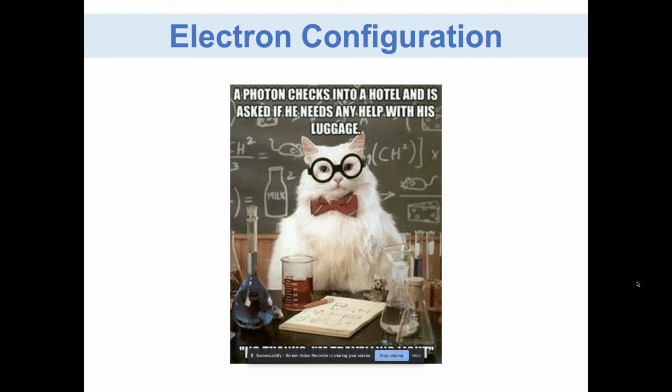Okay, so now that we've got an idea of our current model of what an atom looks like and the behavior of electrons around the nucleus, we can start to talk about how those electrons configure themselves as they fill in further and further away from the nucleus.